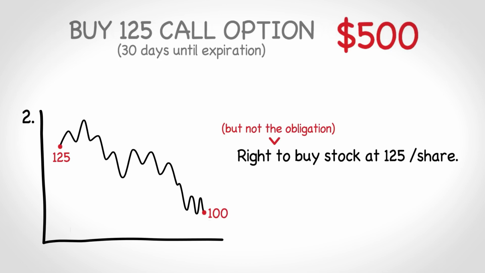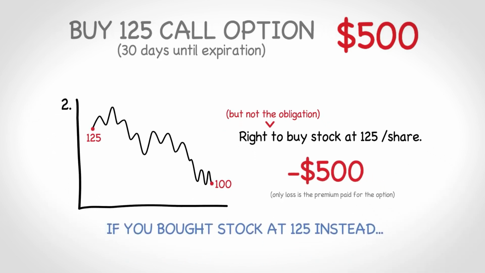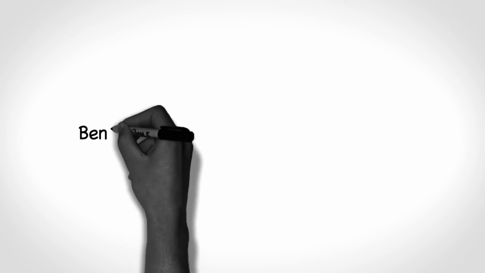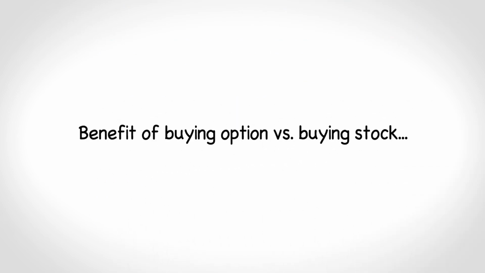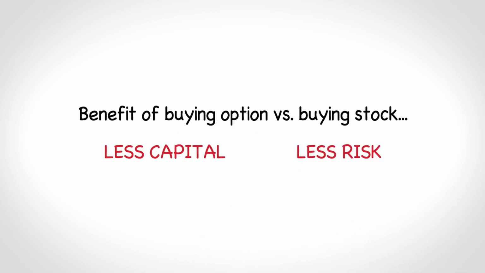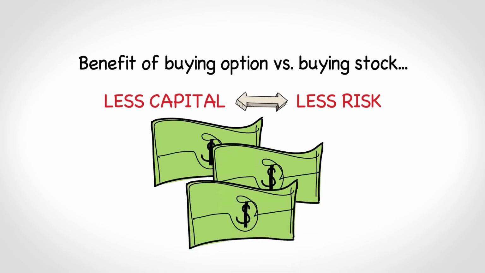And of course, you aren't going to exercise your right to buy stock at 125 if the current market price is cheaper than that. So in this case, you simply lost the premium you paid for the option, which was $500. If you would have bought stock at 125 instead, you would currently be down $2,500. So that's the benefit of buying an option rather than just buying the stock. You can put up much less capital and therefore have much less risk. But in exchange for that, you will have to pay a premium for it.